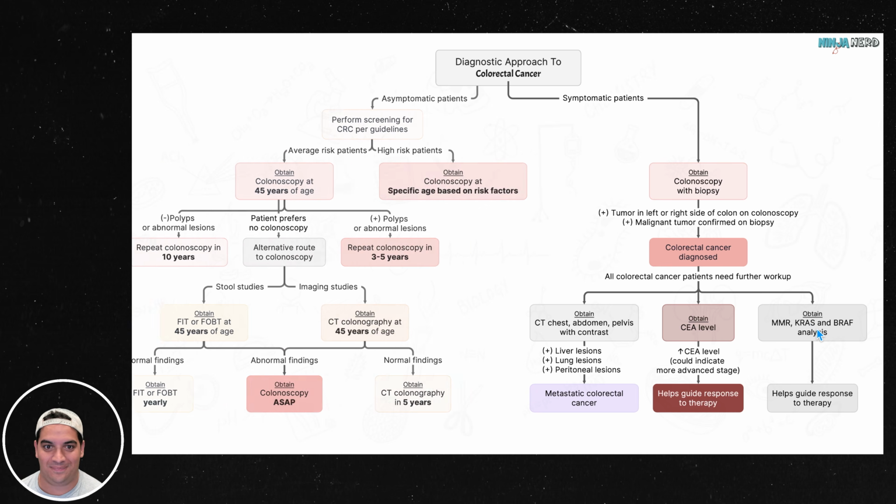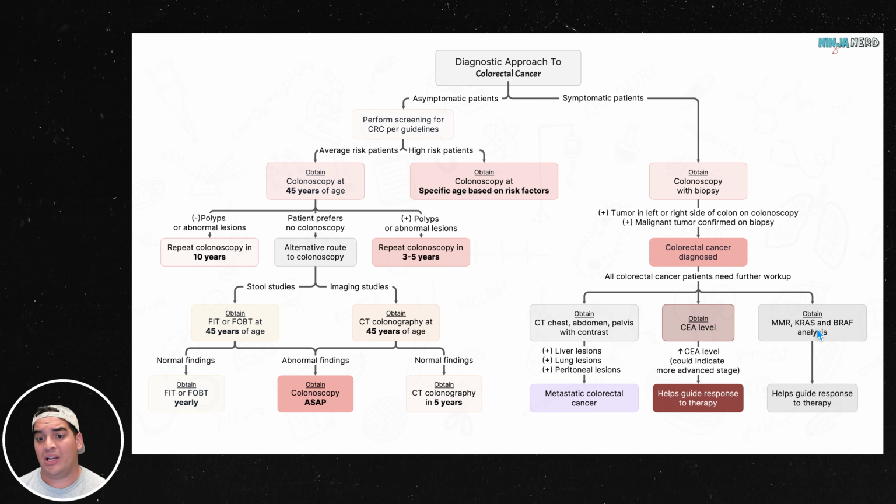All right. So this is a big way of looking at colorectal cancer. Asymptomatic, you got to get a colonoscopy if they're average risk. Start at 45. If you don't want to do that, there's options. There's stool studies, there's alternative imaging studies, but if they come back abnormal, you got to get a colonoscopy. All right. If you get a colonoscopy, comes back abnormal, you may have to come back in 3 to 5 years, depending upon the degree of dysplasia. If it's normal, you can come back in 10.